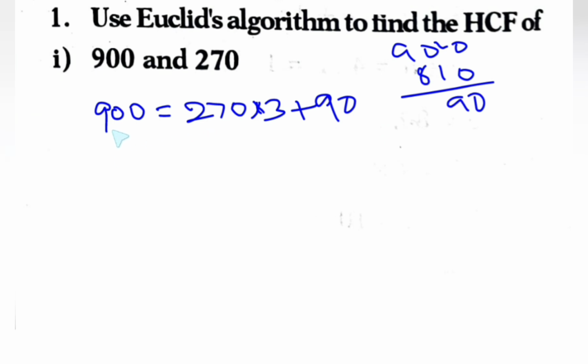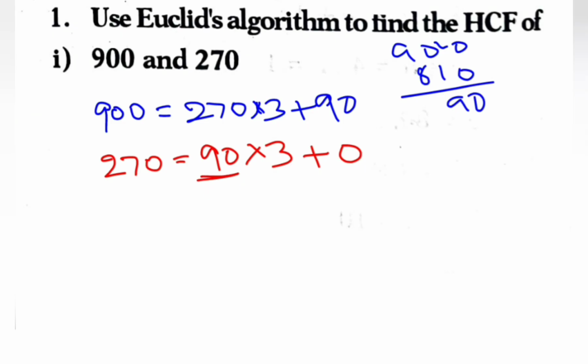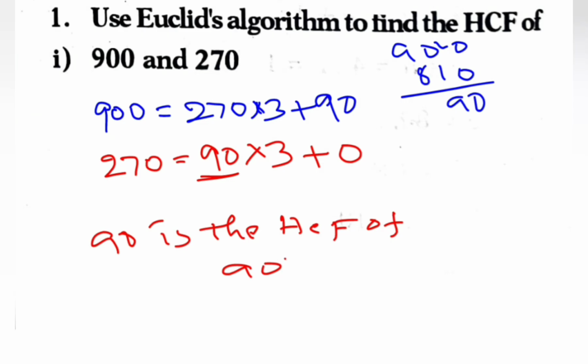Again take the next step, continue the same. 270 is equal to 90 into 3 times plus 0. The remainder is 0. Now this b becomes the HCF. The HCF of 900 and 270 is 90.